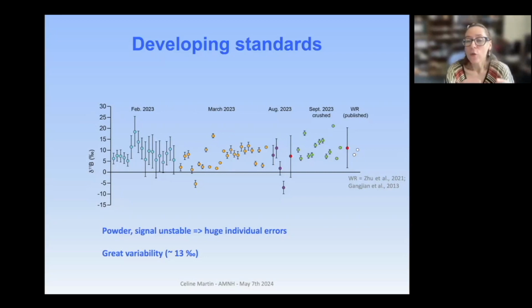I realized there were somewhat big grains in the standard, so I crushed it, hoping it would give better results. That's the data from September 2023. It's not really better, maybe slightly less variation, but still absolutely not a good standard. It varies from 5 to +20. Our averages are in agreement with what is published, but with an error bar of 13 per mil. Well, no kidding. Thankfully, they overlap a little bit.